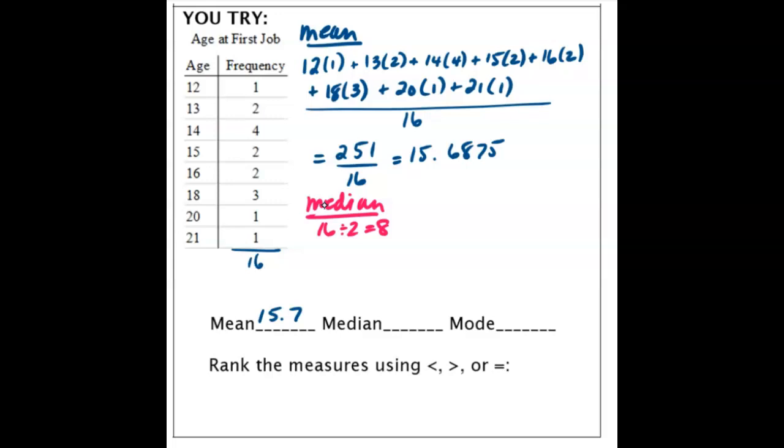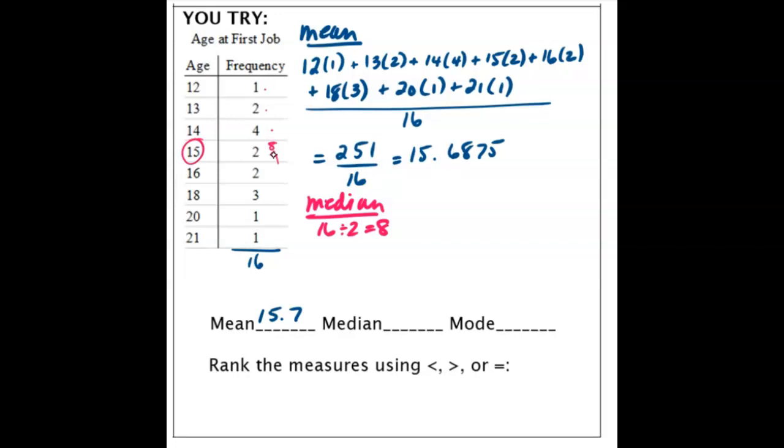So I need to figure out where the 8th number is. So I'm going to count my frequencies. I would have 1, 2, 3, 4, 5, 6, 7, and then my 8th number would fall right here, and my 9th number actually also falls there. So my 8th and 9th number are actually the same. It's actually 15.